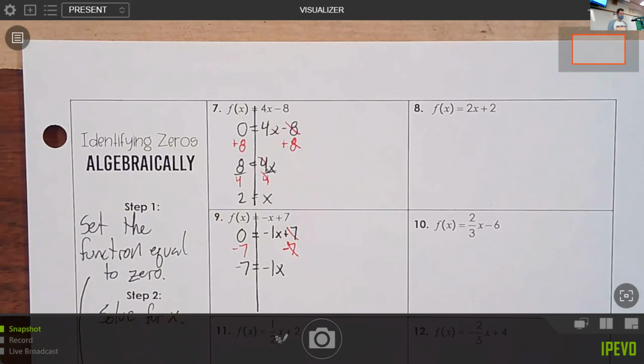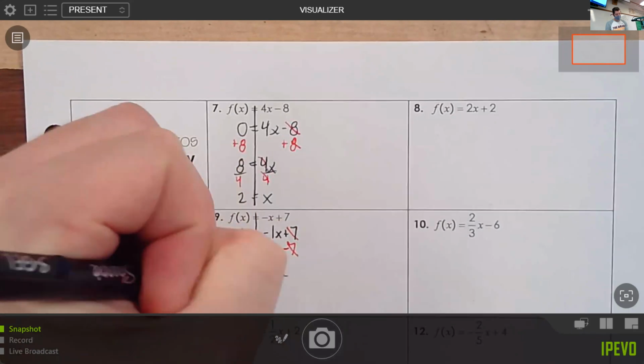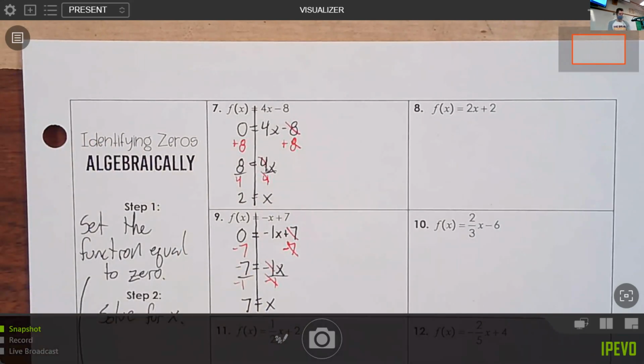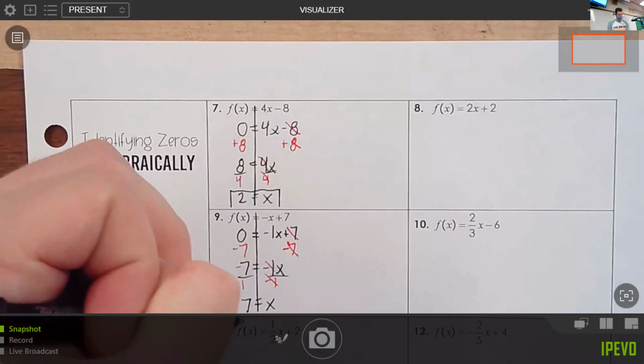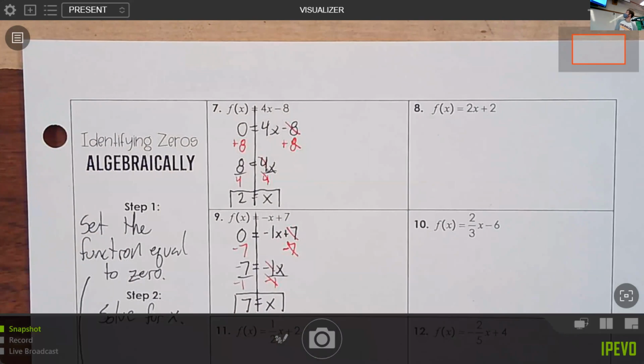All right, now putting the negative 1 here makes it a little more obvious. I still have one more thing to do. What has to be done? How do I get x by itself? Divide. Divide by negative 1. So the negative 1's cancel out, and negative 7 divided by negative 1 is 7. So for problem number 1, x equals 2. For problem number 7, x equals 2. Number 9, x equals 7.